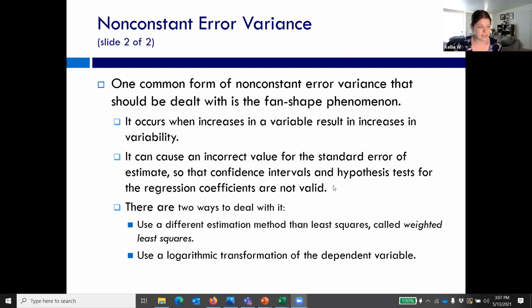And it makes the hypothesis test for the coefficients invalid. So we can't have confidence in our regression equation. So we can use a different type of regression methodology, or we can transform the dependent variable into log space. We're not going to get into other estimation methods. This is just for your knowledge.